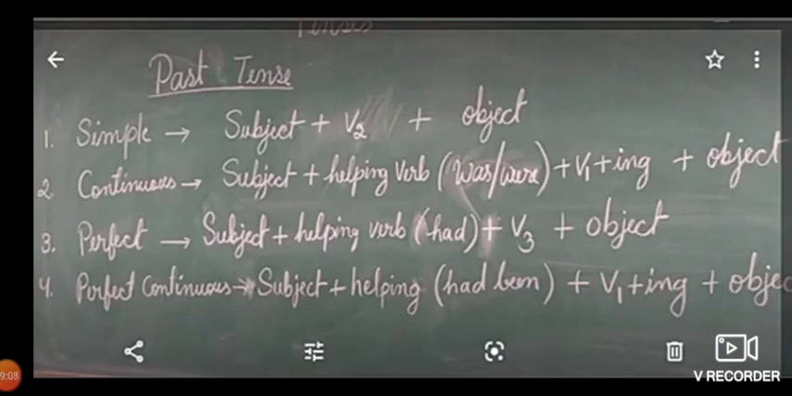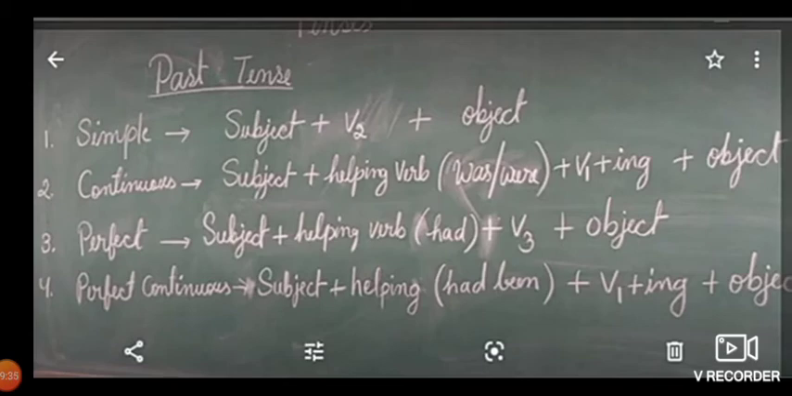Now, let us see the continuous. The formula is subject plus helping verb was or were. Was is used for singular and were for plural. Then your verb in the first form plus ing plus comes the object, that is she was writing a letter.